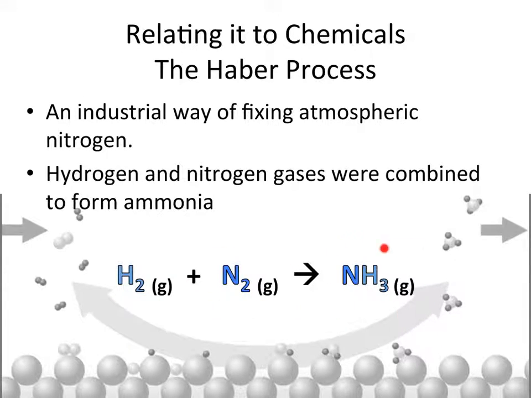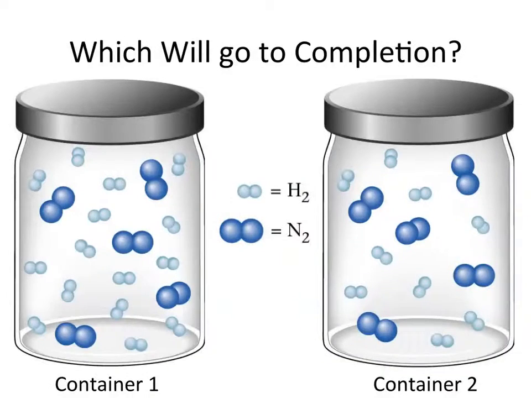Now obviously this is not a balanced reaction. Let's go next and see how we can balance it. So we have two containers here. We have some with hydrogen and some with nitrogen, or both of them with hydrogen and nitrogen, but in different proportions. You can see right away that we have the same amount of nitrogen molecules, 5 and 5, but the amount of hydrogen molecules, there's more of them here than there are here. So which one is going to go to completion? What we mean by that is which one will allow the reactants to be fully utilized.